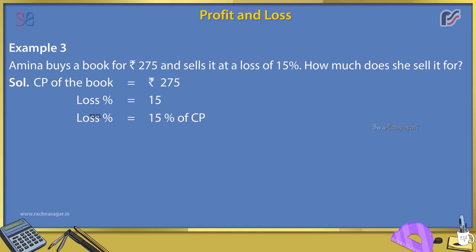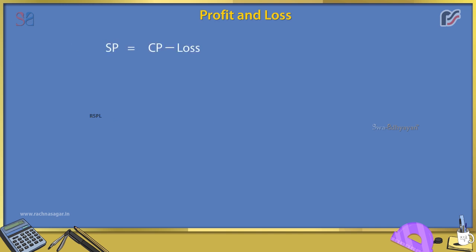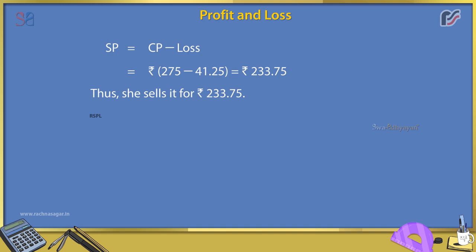Loss percentage is equal to 15% of CP, which is equal to 15 by 100 into 275, which is equal to 165 by 4, which is equal to 41 and 1 by 4, which is equal to rupees 41 and 25 paise. SP is equal to CP minus loss, which is equal to rupees (275 minus 41.25), which is equal to rupees 233 and 75 paise. Thus, she sells it for rupees 233 and 75 paise.